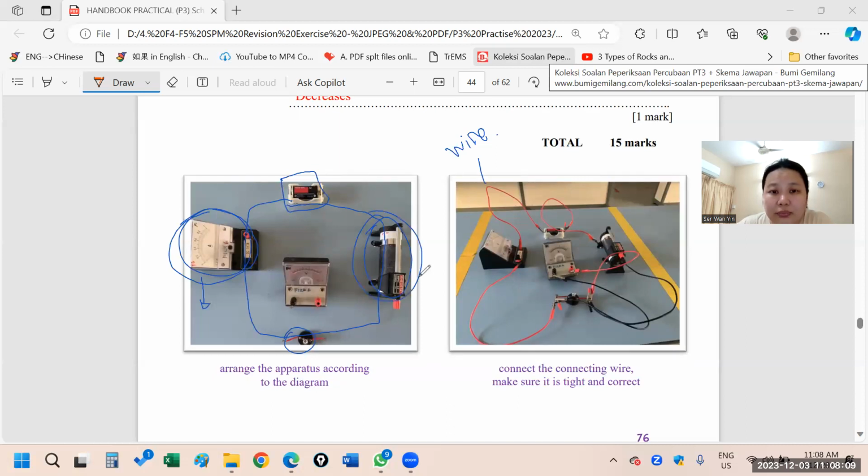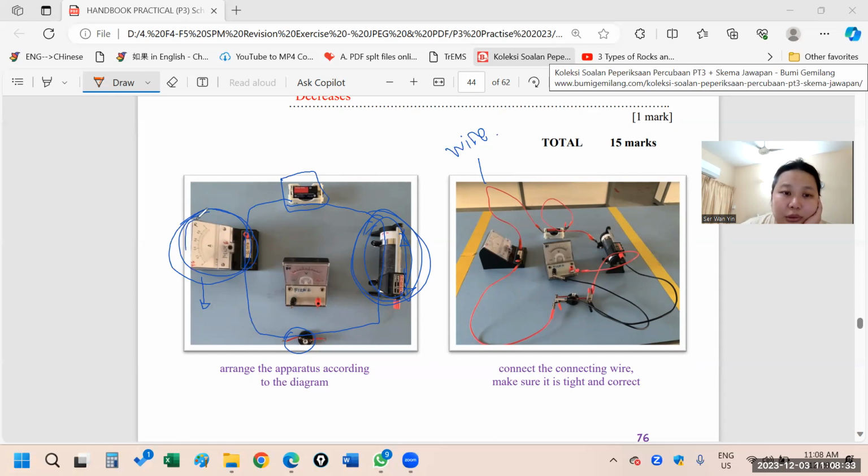And then the rheostat, if you are right-handed, you can put it on the left-hand side. It's up to you, as long as it's easy for you to adjust, to slide the rheostat.